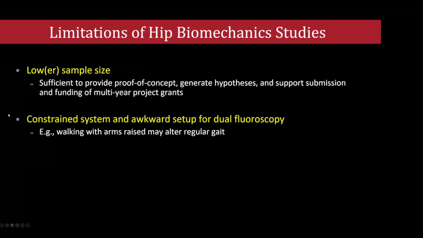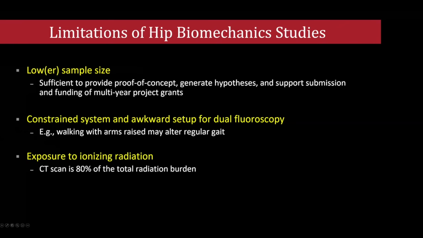The dual fluoroscopy system is very constrained. It's an awkward setup, and it takes a long time to set up our system. In the case of using two fluoroscopes, our individuals are walking with their arms raised, so obviously that may alter regular gait. And this constrained system puts limitations on the activities that we can feasibly look at. Of course, exposure to ionizing radiation is a concern.